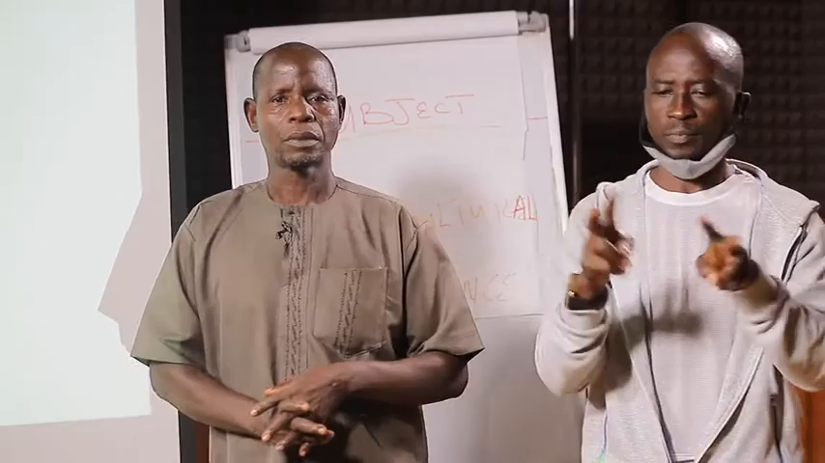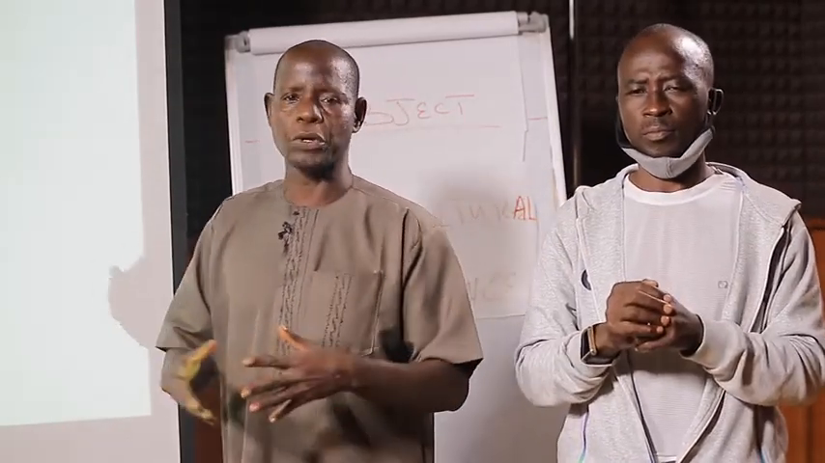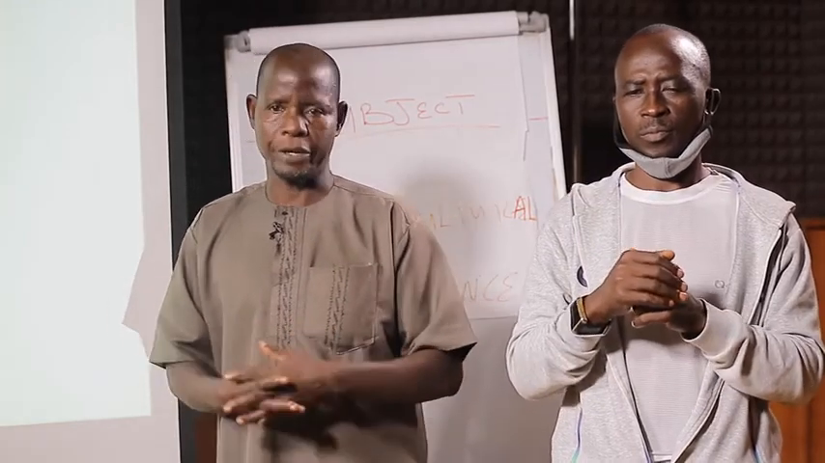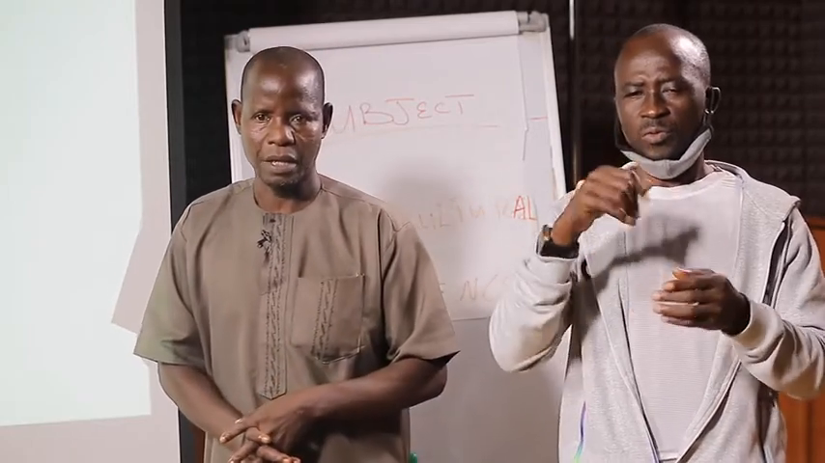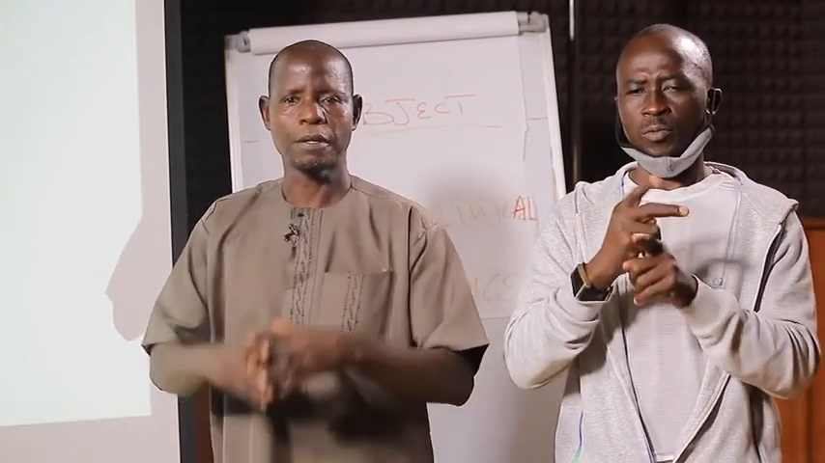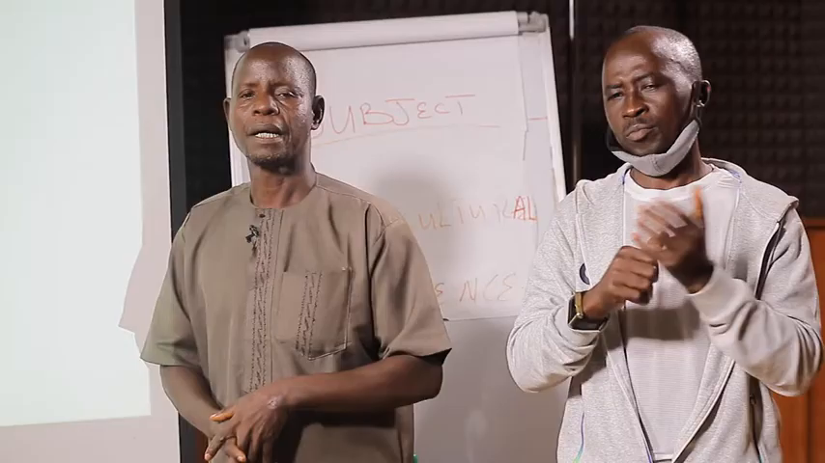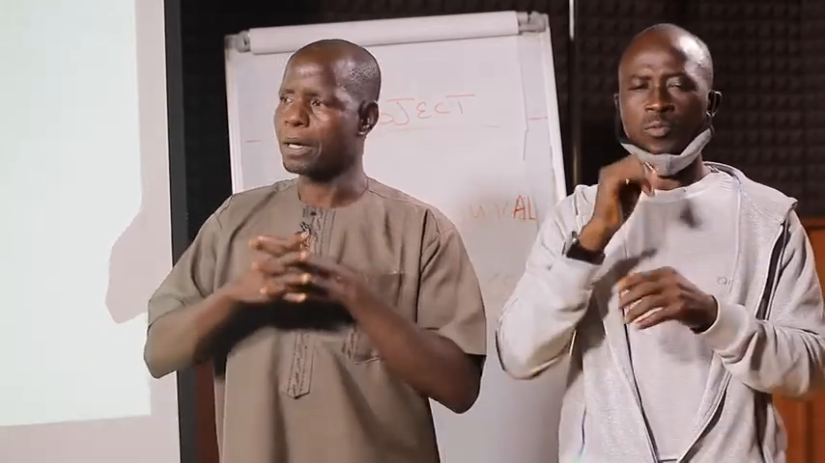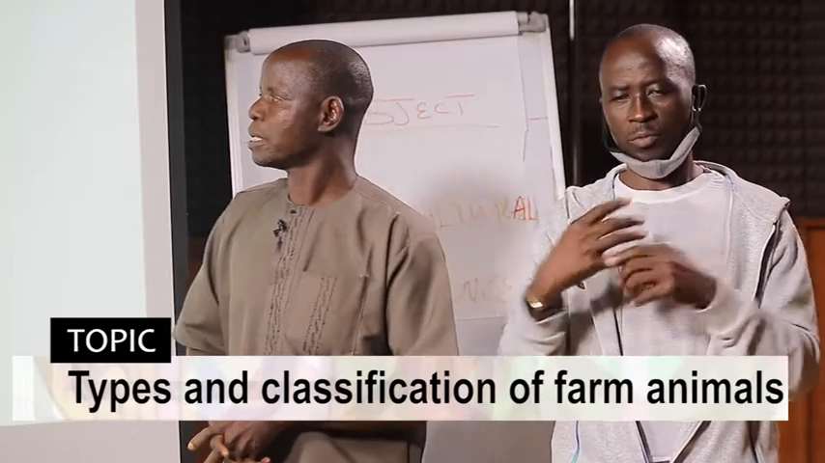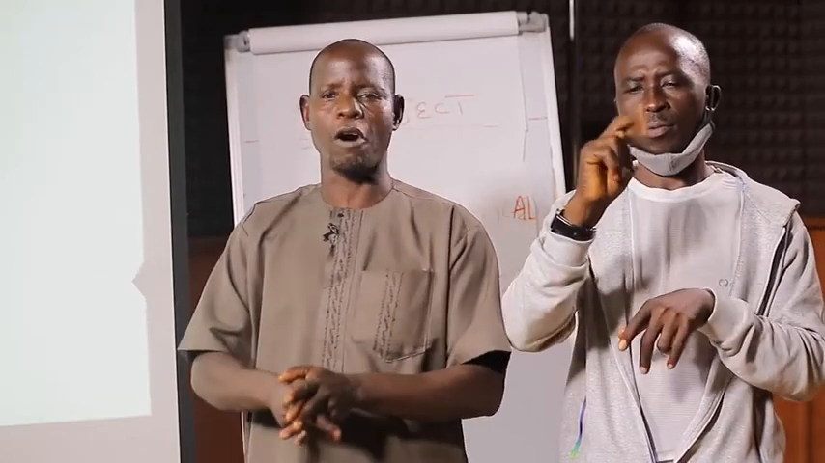Eggs. When you keep birds, you get eggs. Eggs are used in bakery. They are also used in our pharmaceutical industries, in the productions of drugs. Animal dung or manure is another reason why farmers keep animals, because the excreta or feces of animals are used as manure in the productions of our crops.